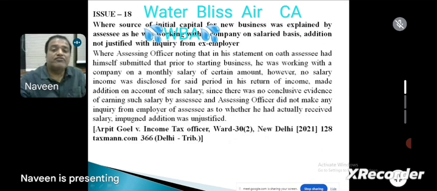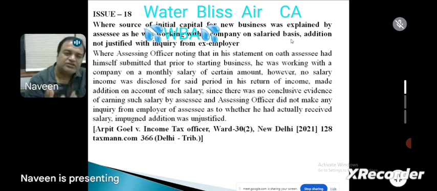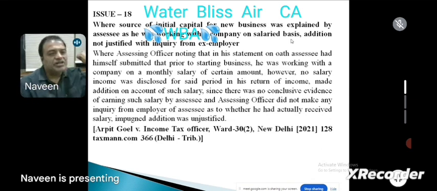Source of initial capital for new business was explained by the assessee as he was working with the company on salary basis. Addition not justified without inquiry from the employer. So this associate started a new business and the source for initial capital is from the company where he was working, based on the salary. So the departments, the boards are telling you can't make the addition without making any inquiry with the employer. Please question him. Send 133 or 131 summons, call him. Confirm whether he would have paid salary. If he would have paid salary to the associate, that means the associate received salary. That salary is introduced by way of initial capital in the new business.